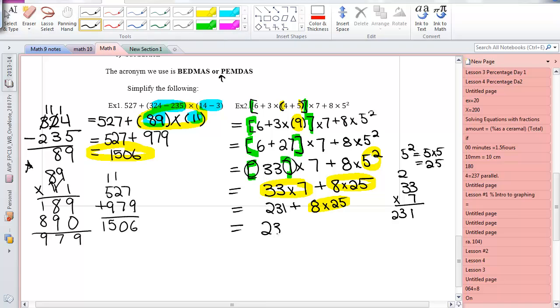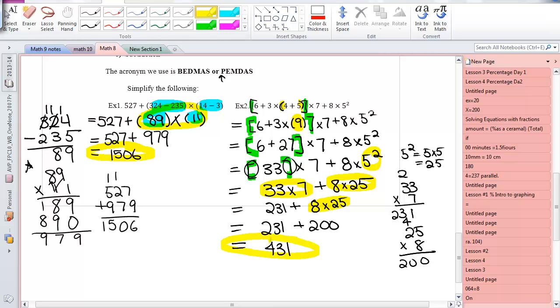So I'm going 231 plus, and now if you don't know what 8 times 25 is, you can just multiply him out. And if you think about it, it takes 4 25s to go into 100. So if I'm doing 8, it's 200. But if you can't remember that, that's okay. 8 times 5 is 40. And then 8 times 2 is 16, plus 4 is 20. And then all I have left is addition, and I'm going to have 431. And that is my answer.